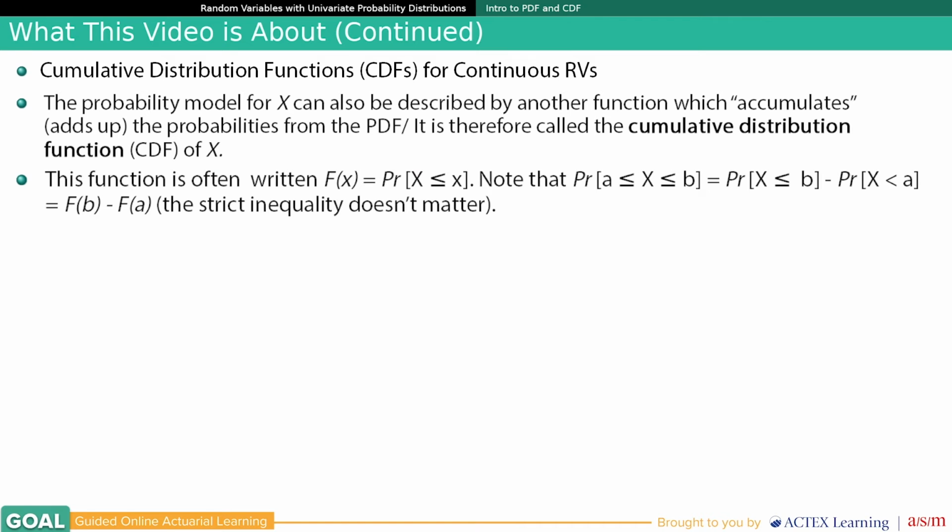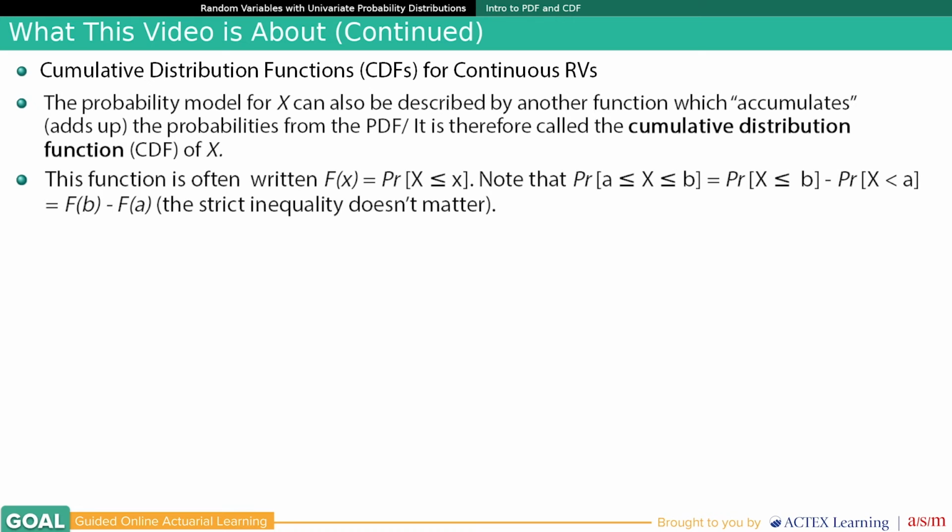This function in abstract form can be written capital F of little x is the probability that capital X takes on values less than or equal to little x. Again, think of capital X as your abstract random variable and little x as being particular numbers. Note that by rules for probability, this would mean that the probability that capital X takes on a value between a and b inclusive would be the probability that x is less than or equal to b minus the probability that x is strictly less than a. However, that is the same as capital F of b minus capital F of a. Because that's strict inequality, that x is less than a, doesn't really matter.